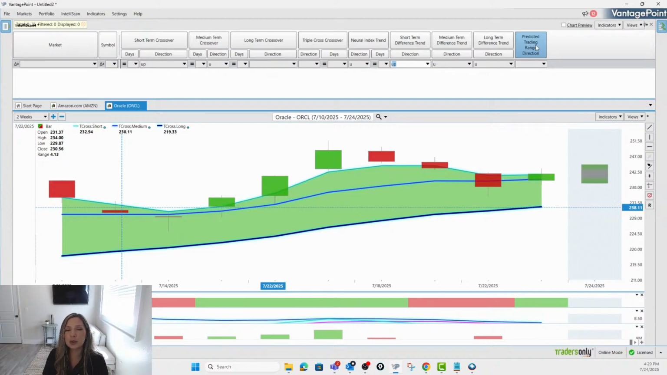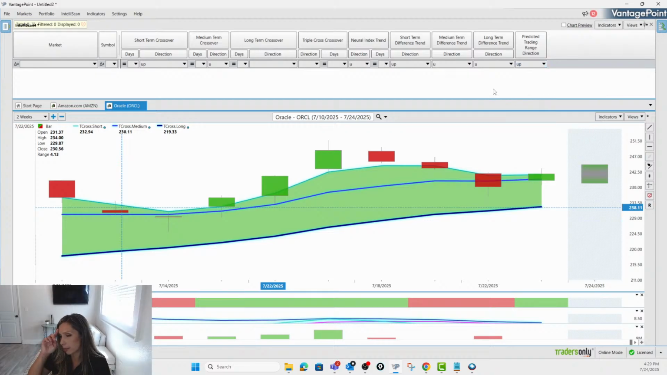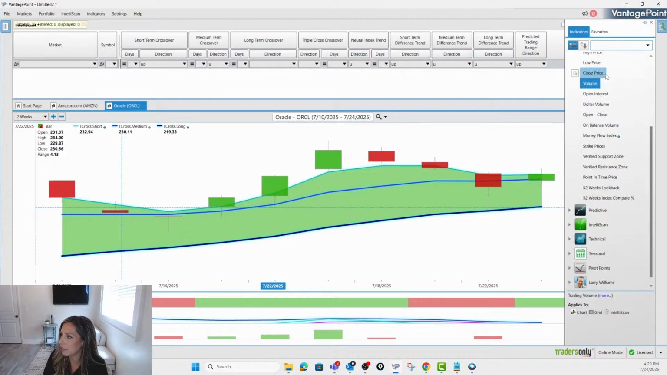And then our predictive trade range. That's that predictive trade candle that we discussed a little earlier today, where we have that predictive trade range coming from the top and the bottom. We would want both of those to be green. That would signal the up direction here. And so we'll just select up for that predictive trade candle. So now we have essentially a bullish scan based on our short and medium term crossovers and our 4 points of confirmation. Now, we said we were going to add volume into this.